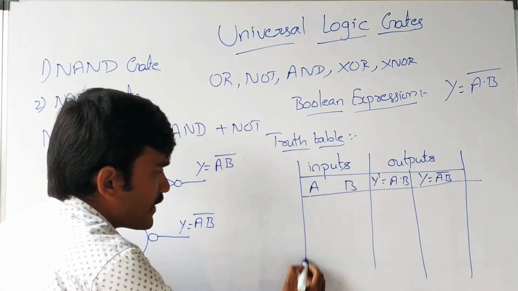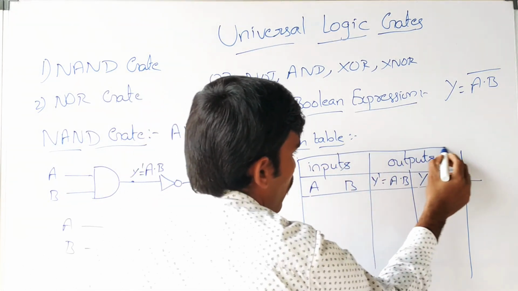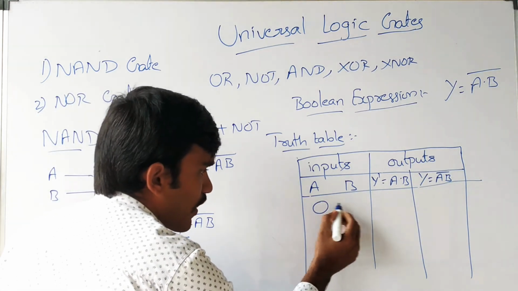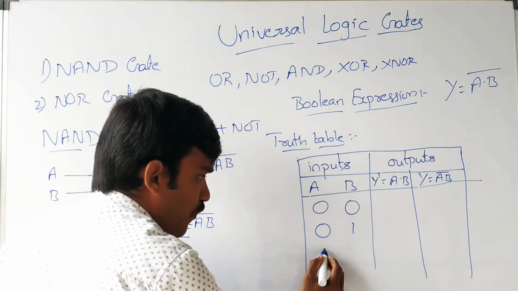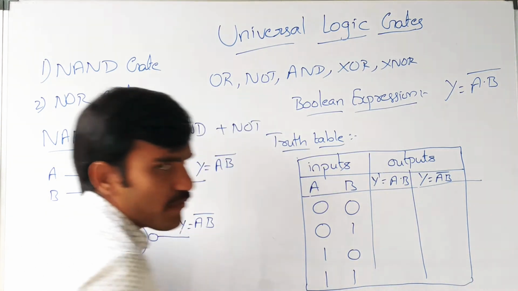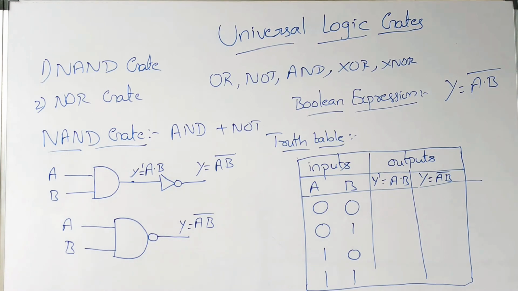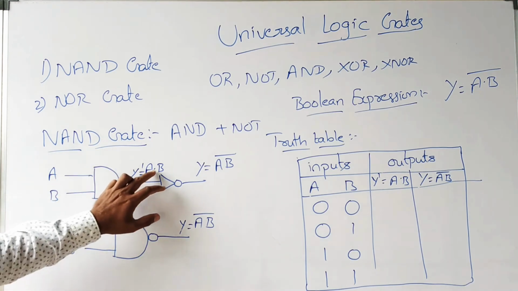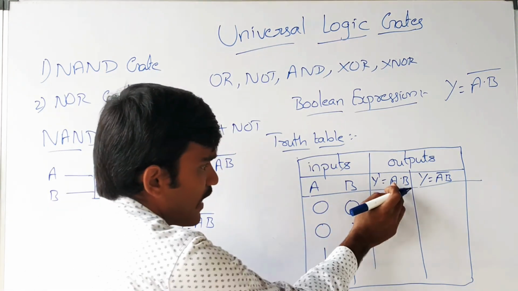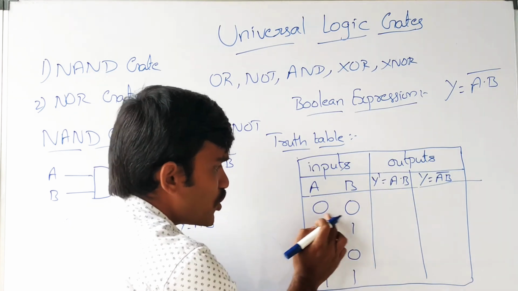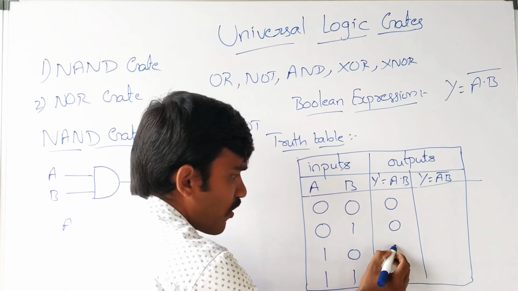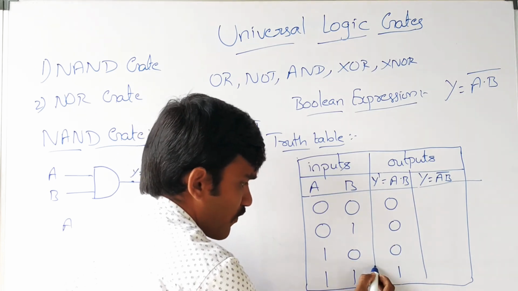If there are two inputs, we know the combinations we get: 00, 01, 10, 11. These are the combinations we will get. First, Y dash is equal to A dot B, that means A into B. 0 into 0 gives 0, 0 into 1 gives 0, 1 into 0 gives 0, and 1 into 1 gives 1.